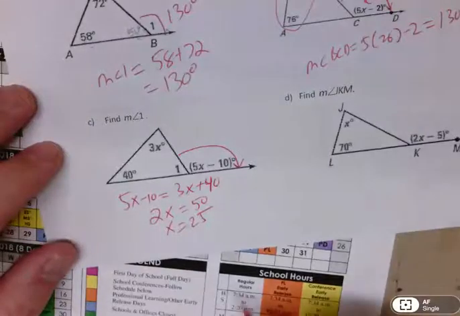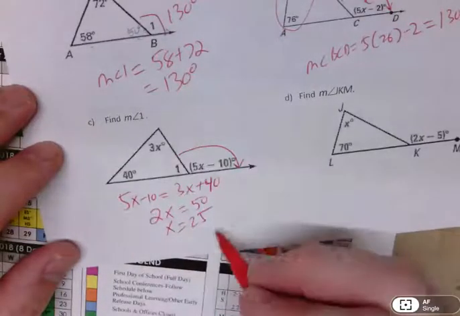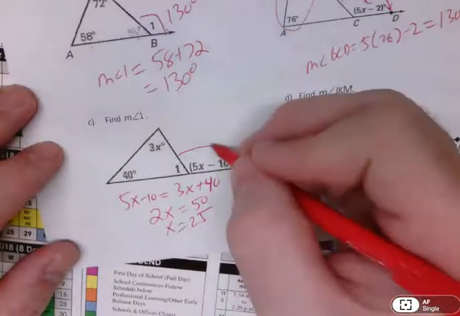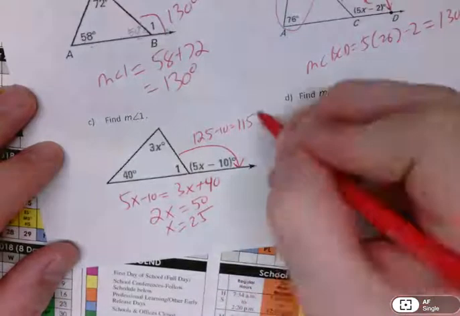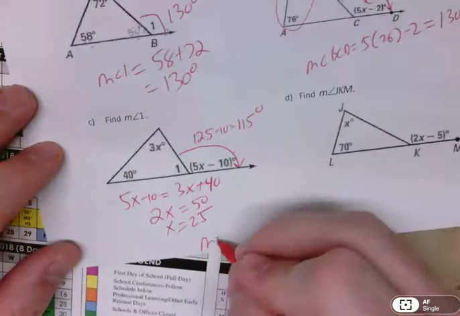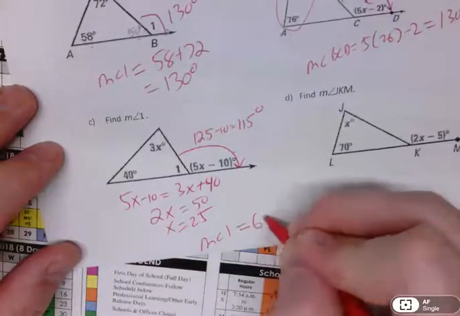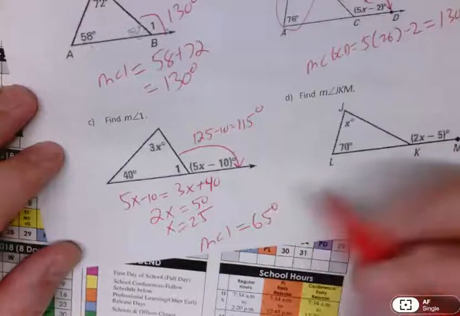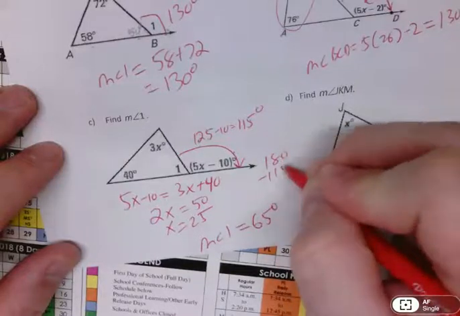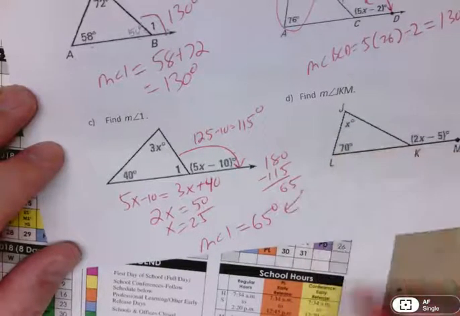If x is 25, I can plug that back in a couple of different places, whatever's easier, but I'll plug it in here. This is going to be 125 minus 10, which is 115. So this is 115, which means the measure of angle 1 must equal 65 degrees, because 115 plus 65 is 180. So on the side, if you want to do this to help you out, that's fine, but that's going to get you the same thing.